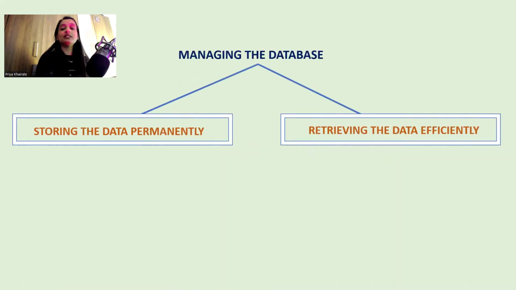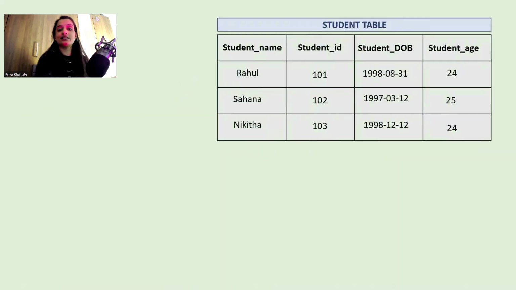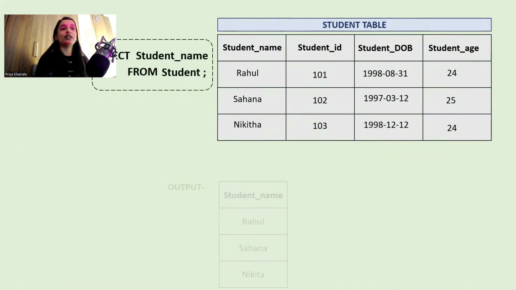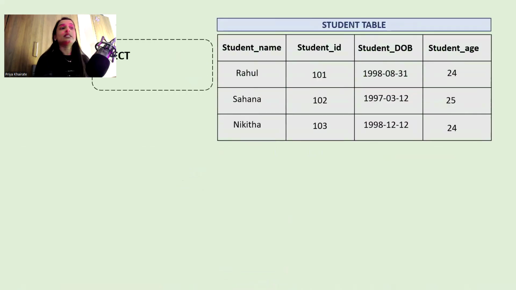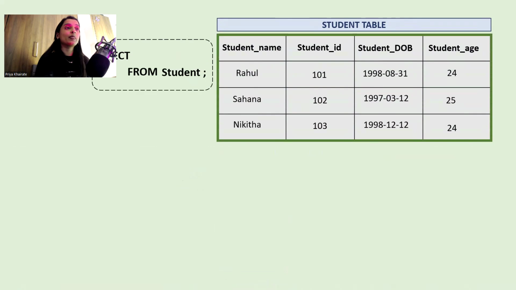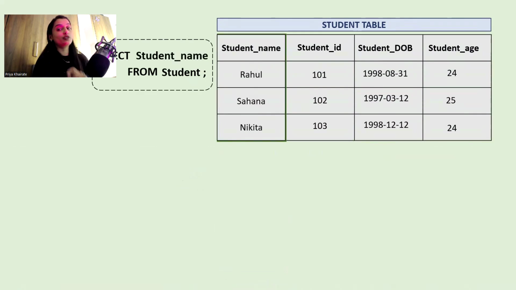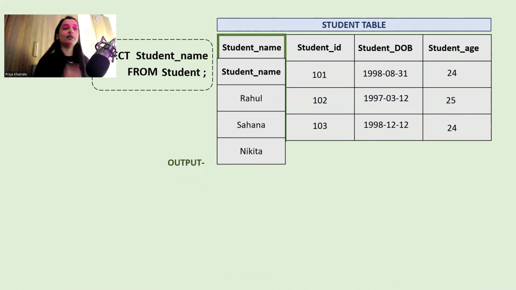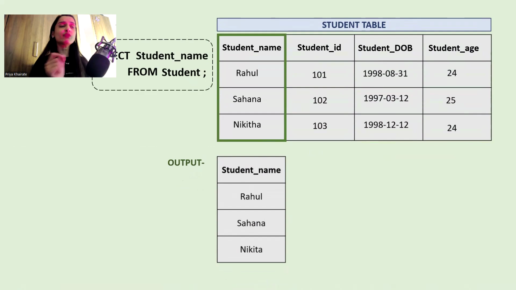Now retrieving means asking for data. Let's say this is the table. I'm saying select student name from student table. So you will get the student name. How will this query be executed? Select will be executed first. From which table? From the student table. What to select? Only student name to select. If you execute this, your output will be this. Now carefully observe this and tell me, are we selecting all the records?